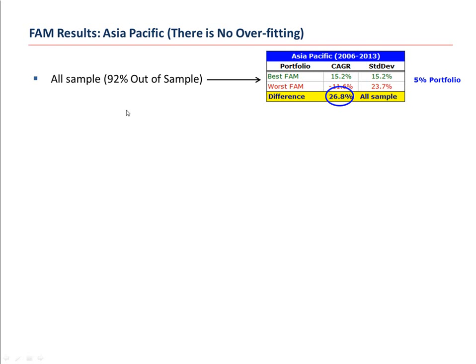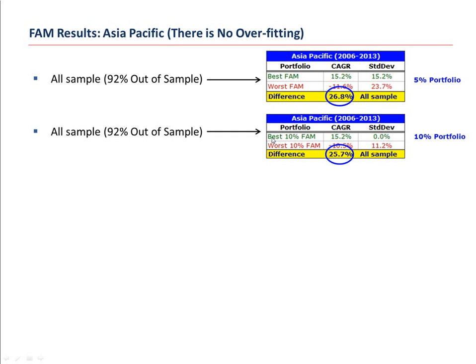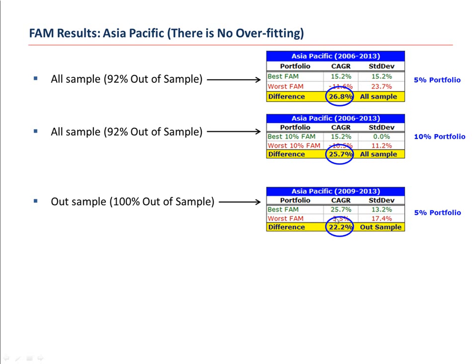Let's try it again. Let's look at the all sample, which is 92% out of sample and 8% in sample, using the 5% portfolios, the best 5% and the worst 5%. We know that difference is 26.8% per year outperformance. What if I looked at a portfolio that was constructed of the top and bottom 10% of companies? Same time period. The difference is 25.7% compounded annual growth rate, almost identical to if we were using 5% portfolios. Well, what about the out of sample? We've seen this number before.